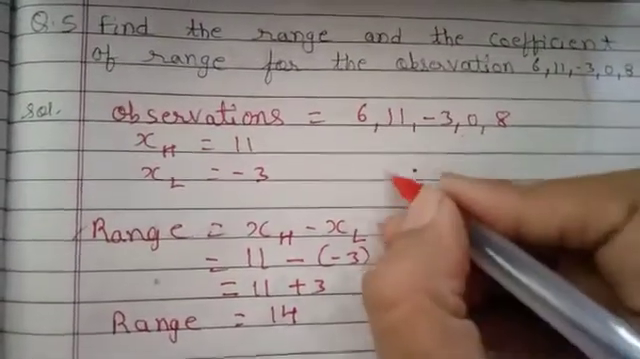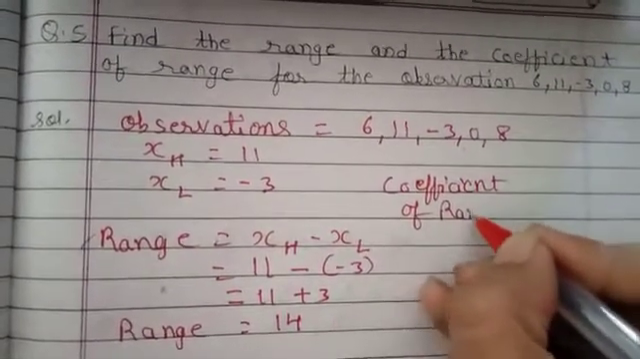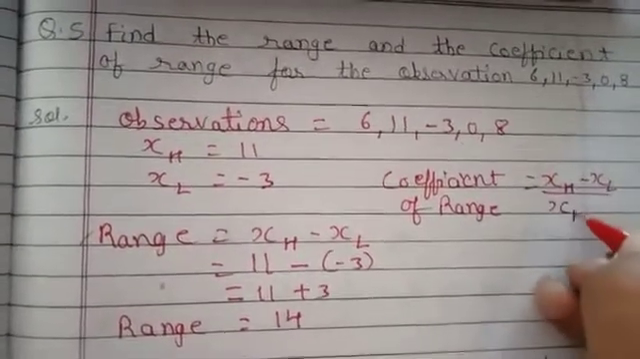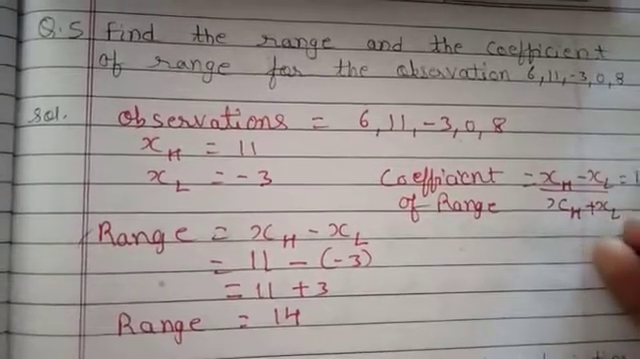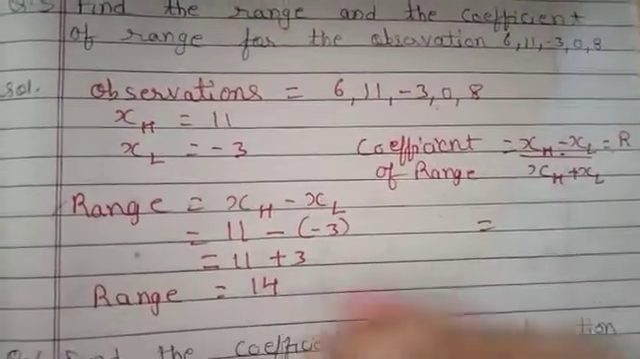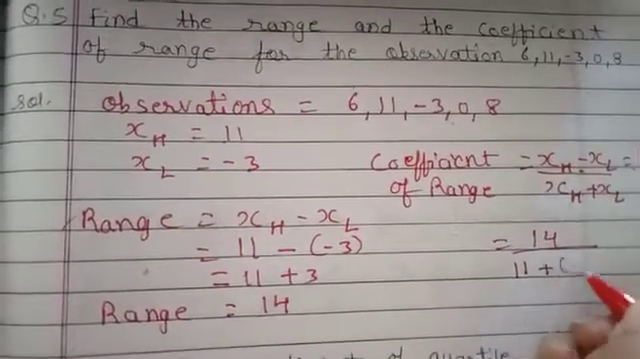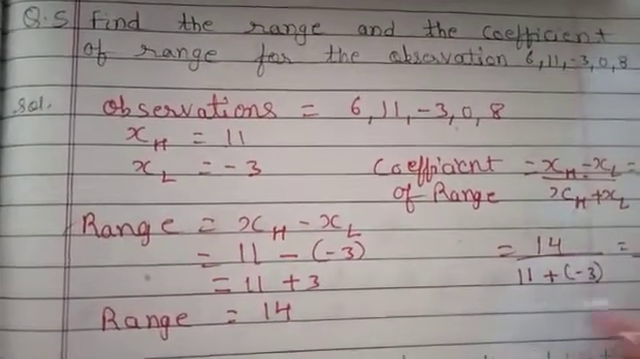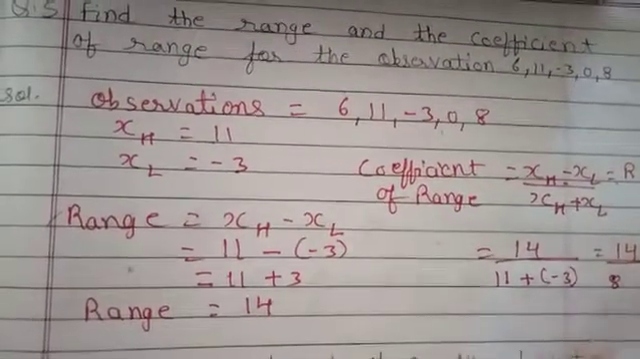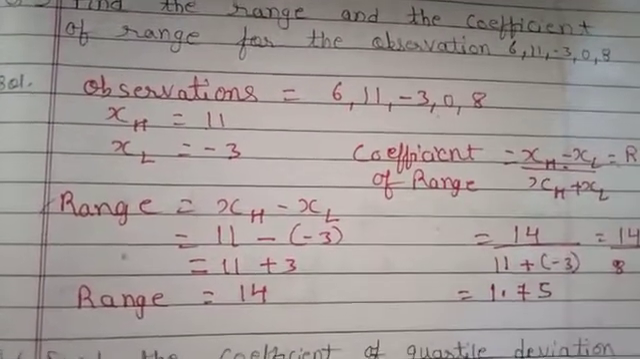Now we'll find out coefficient of range. So coefficient of range formula is XH minus XL upon XH plus XL, or we can write down R in place of XH minus XL. So our range was 14 and XH plus XL, so that is 11 plus -3, that is equal to 11 minus 3, which is 8. So 14, when you divide it by 8, our answer is 1.75.